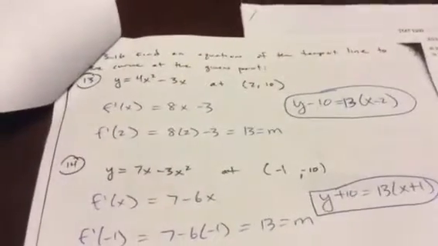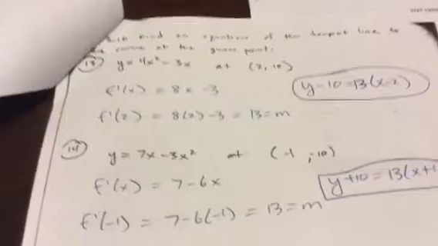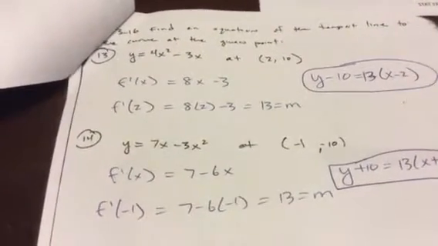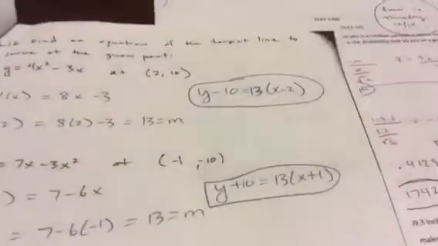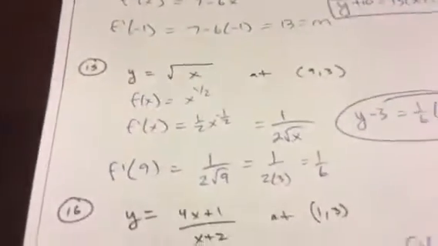Okay. Find the equation of the tangent line to the curve at the given point. Just take the derivative, 8x minus 3, and you plug in 2 for x, because it's going through (2, 10). And that's the slope. So then we write our equation as such. Take the derivative, plug -1 in for x. That's your slope. Write that equation in point-slope form.